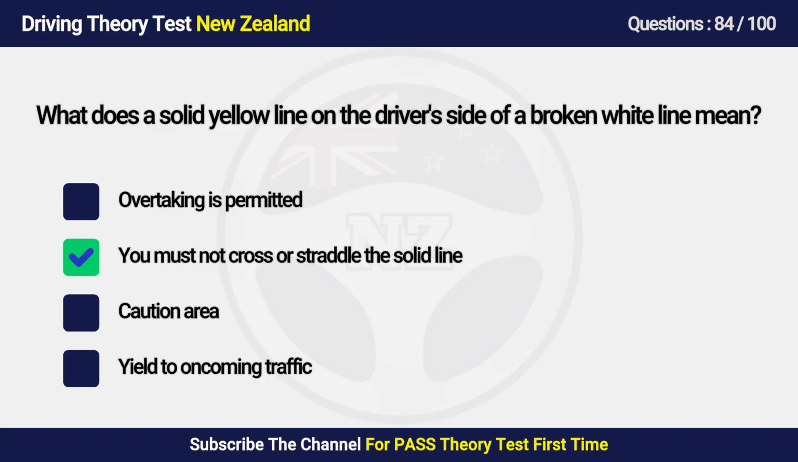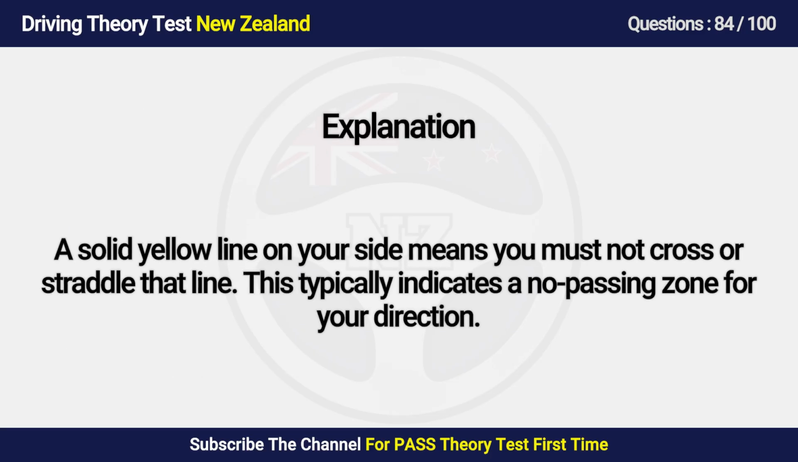Answer is B. You must not cross or straddle the solid line. A solid yellow line on your side means you must not cross or straddle that line. This typically indicates a no-overtaking zone for your direction.